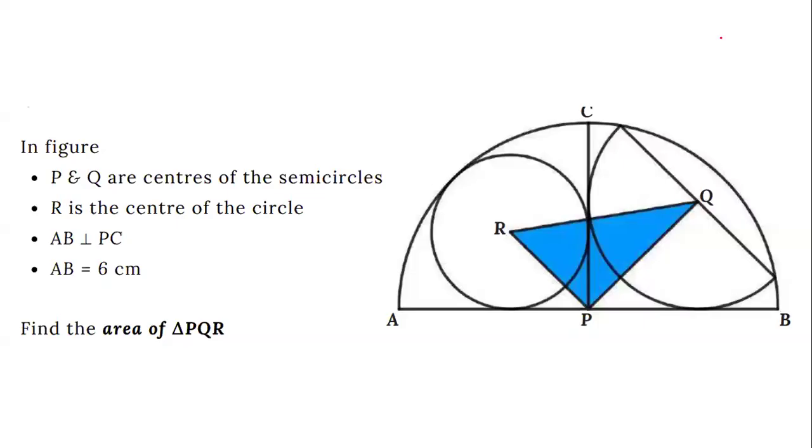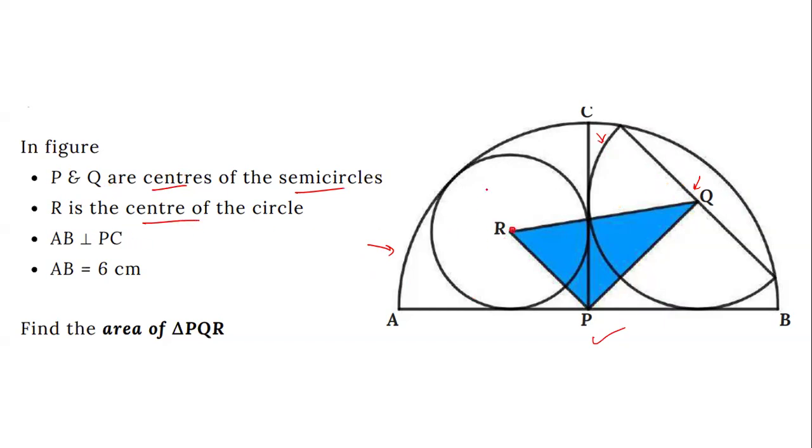So hello guys, in this video we are going to solve this problem. In this problem it is given that P and Q are centers of semicircles. One semicircle is this big semicircle you can see, whose center is P, and one semicircle is this, whose center is Q, and R is the center of the circle.